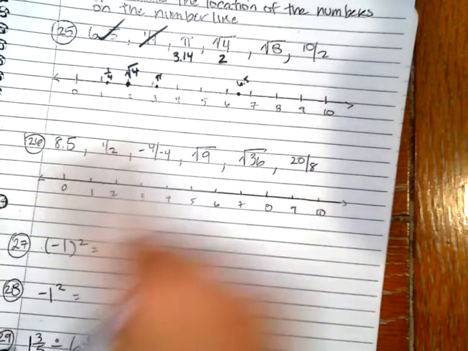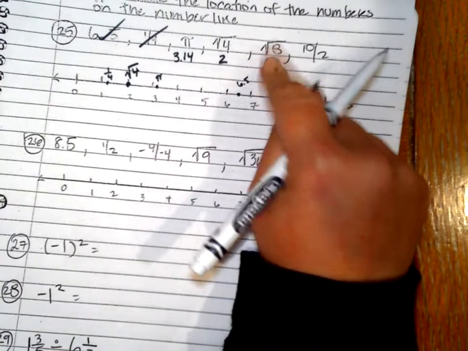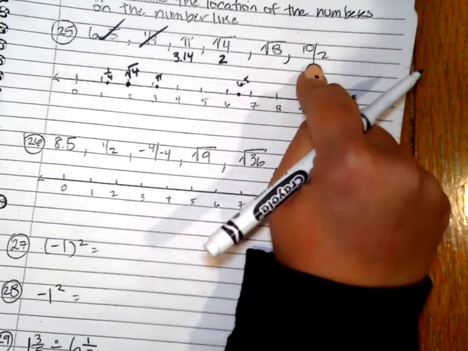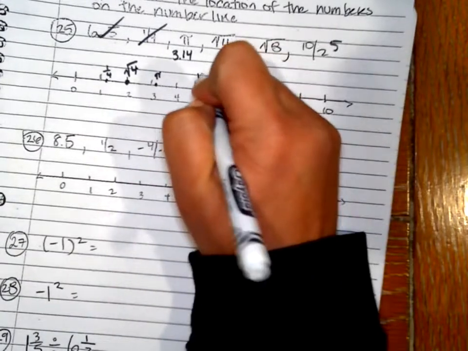Rad 4. Rad 8. Uh-oh. What do I do with rad 8? Okay. Give me a second. I'll come back to that one. Let's do this one. 10 divided by 2. That guy's equal to 5. We'll put him right here.